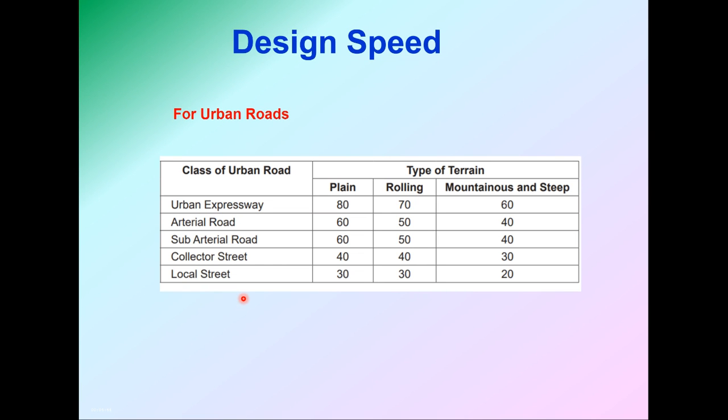Design speed for urban roads are also given in IRC code, that is 86/2018, again based on type of terrain. For urban expressway, arterial roads, subarterial roads, collector street, and local street, these are the speeds given as a design speed.